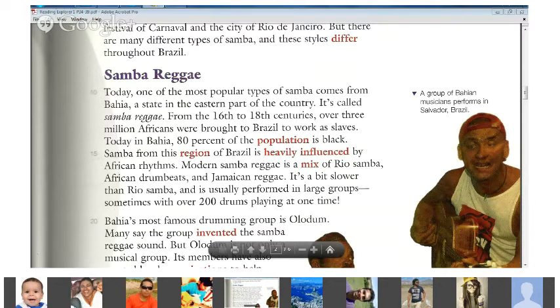Today, one of the most popular types of samba comes from Bahia, a state in the eastern part of the country. It's called samba reggae. From the 16th to 18th centuries, over 3 million Africans were brought to Brazil to work as slaves. Today in Bahia, 80% of the population is black. Samba from this region of Brazil is heavily influenced by African rhythms. Modern samba reggae is a mix of Rio samba, African drum beats, and Jamaican reggae. It's a bit slower than Rio samba and is usually performed in large groups, sometimes with over 200 drums playing at one time.